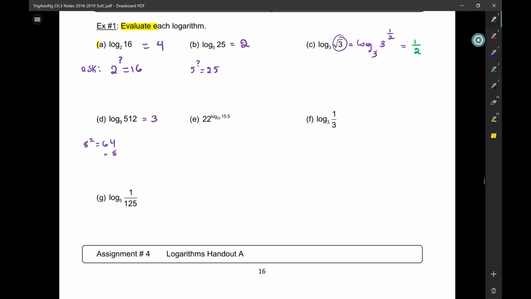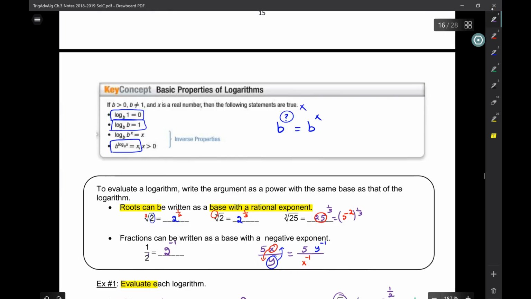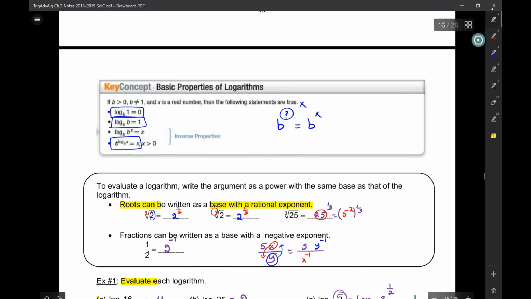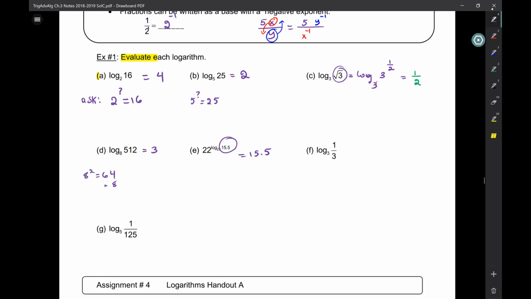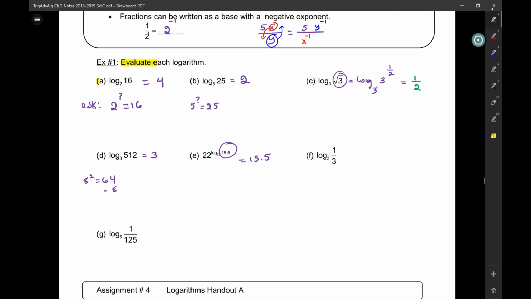So on the test, you will have numbers that you know. So log base 2 of 2 to the 15.5 will go away, and it'll just be 15.5. That's the property here. I didn't go to great lengths to explain it. I'm just asking you to trust me. The answer is always the exponent, if it's log base b of b to the something.